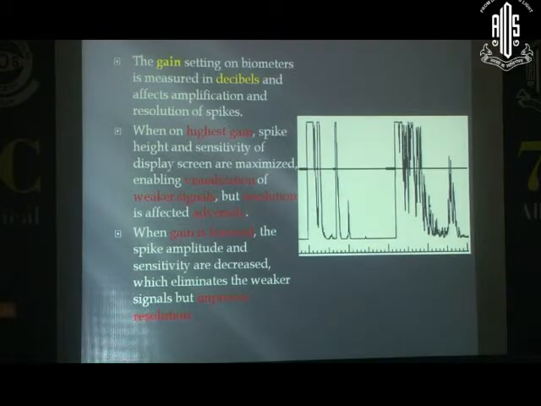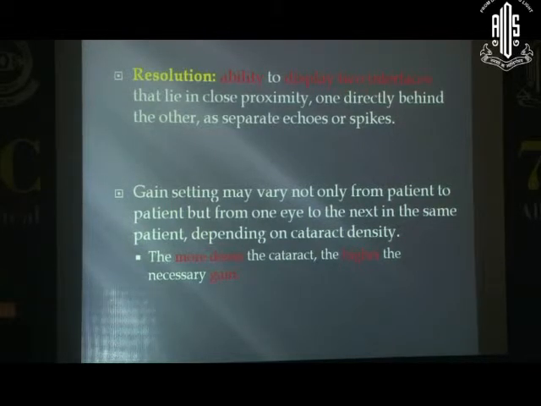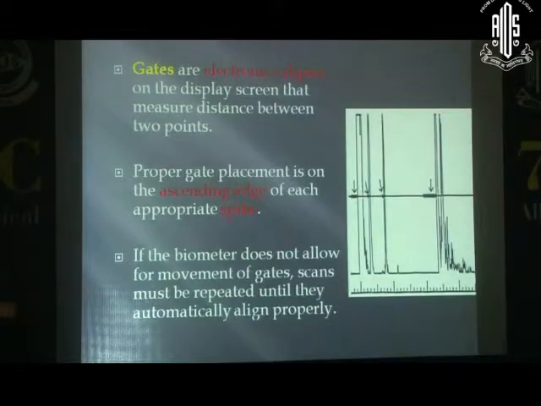When you increase the gain, the visualization of weaker signals becomes better, but the resolution is adversely affected. When the gain is lower, the weaker signals are less visualized, but resolution improves, and that's where the accuracy also improves. So try to keep your gain as minimum as possible and get the best readings with the highest spikes. With a denser cataract, you might have to increase the gain to get a better reading.